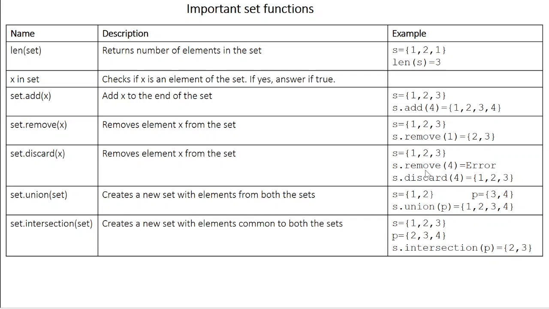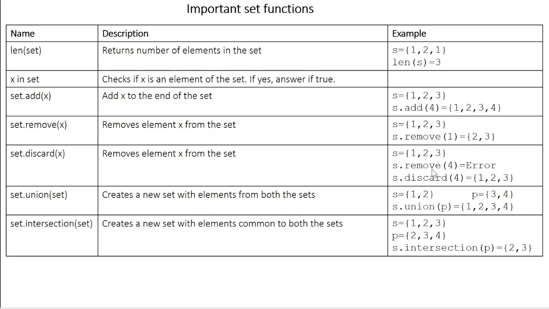Now if I say s.remove(4), what's the meaning? I want to remove element 4 from the set, but 4 is not a part of the set, right? So when you use the remove function, Python will give an error indicating that 4 is not part of your original set. On the other hand, when you use the discard function, if the element is not part of your set, then your set will remain unchanged. So basically when you say print(s), you will get the same set s = {1, 2, 3}.